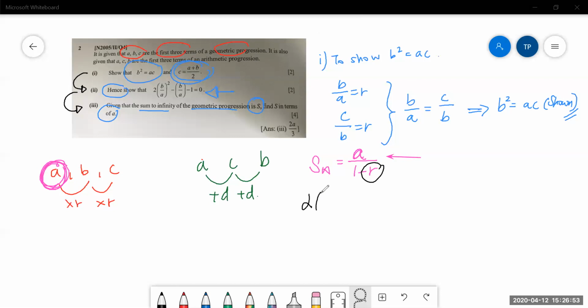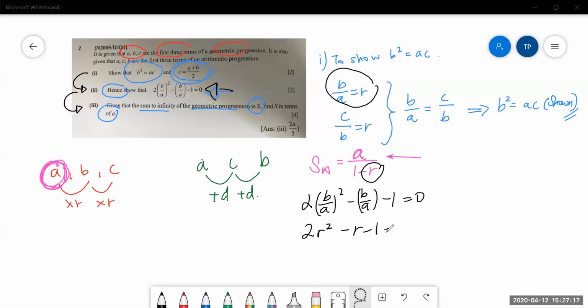So you have 2b over a square minus b over a minus 1 equals 0. Don't you find it weird that they suddenly just ask you to find this, then after you just stop there? Doesn't make sense, right? Because over here we know that b over a is r. So what we're supposed to do is replace b over a with r. Then from here we can solve for r.